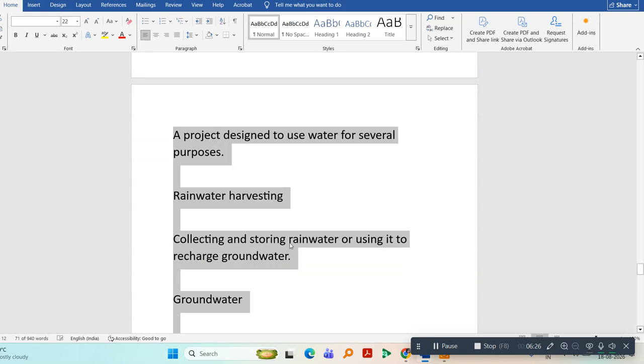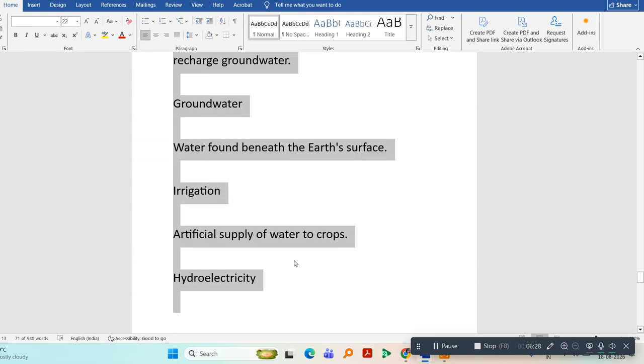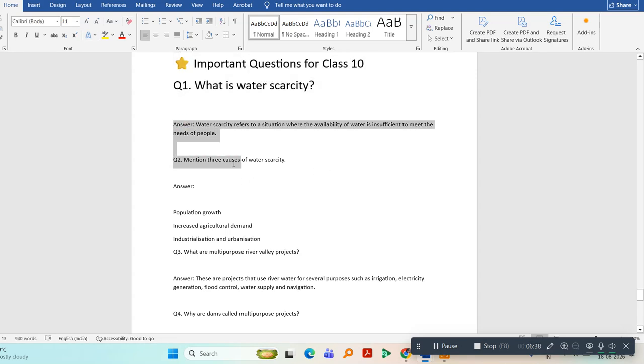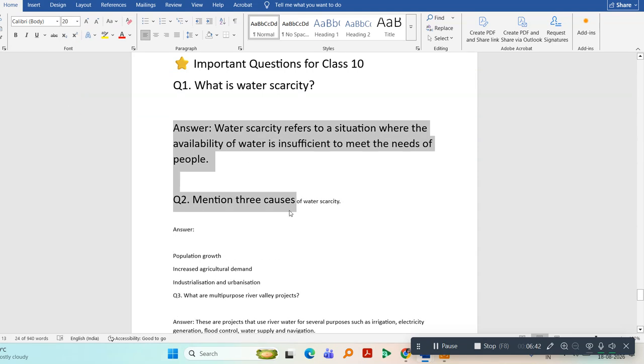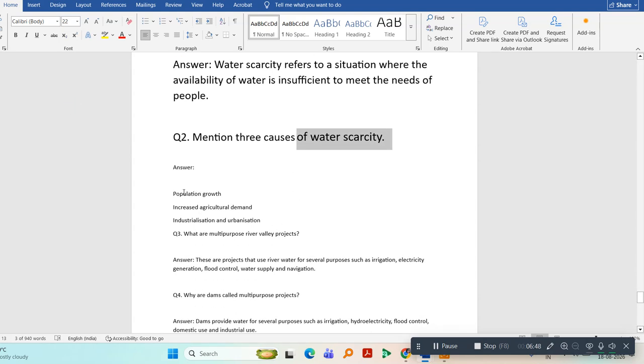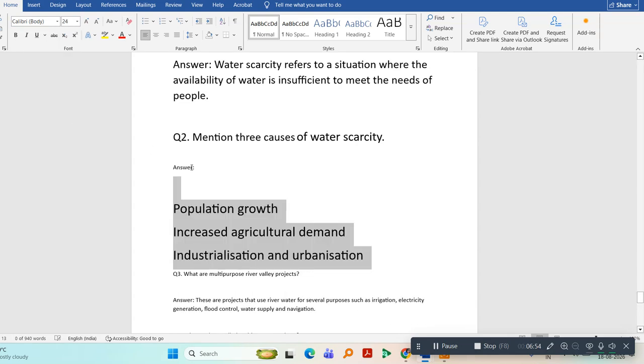So, water scarcity is the situation when there is no availability of water, or when the availability of water is insufficient or very less in quantity. So the main causes are as follows: population growth, increased agricultural demand, industrialization and urbanization.